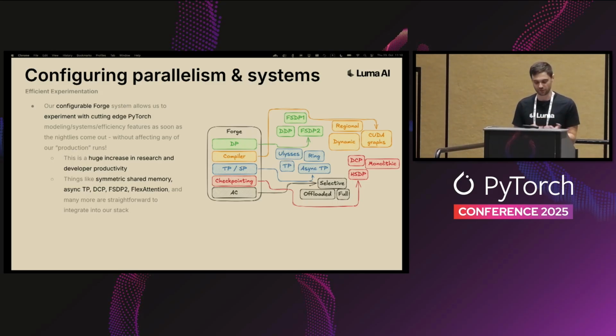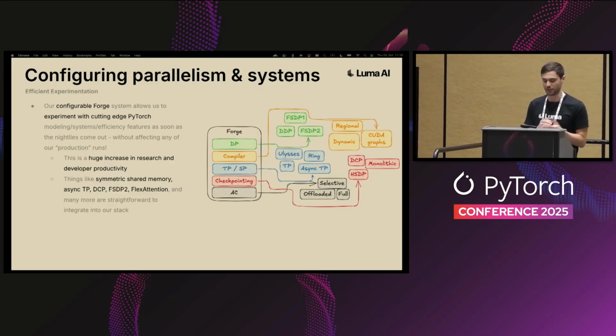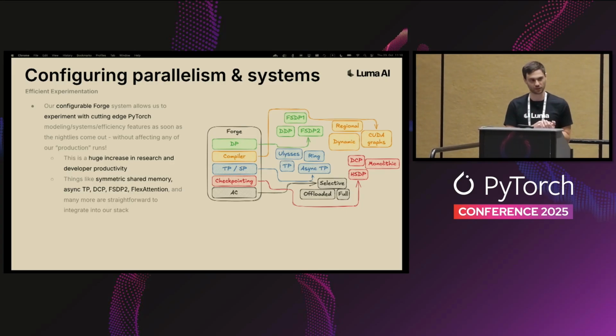So on the right-hand side, you can see a bunch of these building blocks that we can merge together into one Forge instance. And that includes things like symmetric shared memory, async TP, distributed checkpointing, FSDP2, flex attention, and all the modern PyTorch goodness that is very useful for us to have in our multimodal stack.